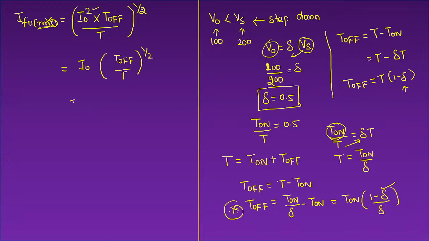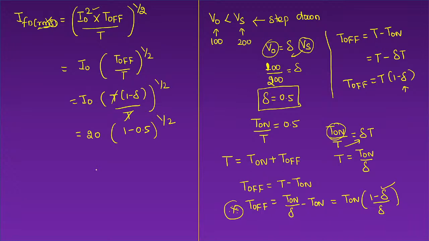Now if you observe the question, the output current I naught into, if I replace this T off by T into 1 minus delta, then T T will get cancelled easily. Whole power 1 by 2. Then your answer will become very easy. It will be 20 ampere, 1 minus delta, delta is, sorry, not 1.5, 0.5.